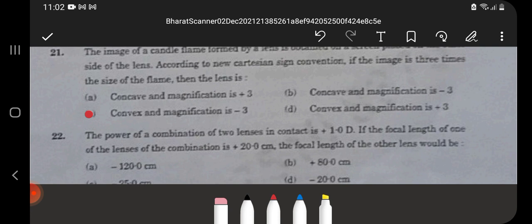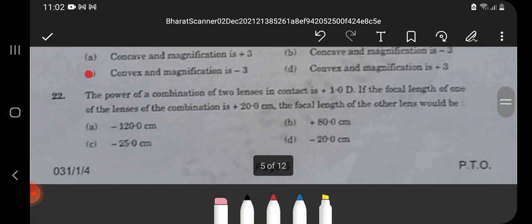Okay, next. 22. The power of a combination of two lenses in contact is plus 1.0 D. If the focal length of one of the lenses of the combination is plus 22.0 centimeter, the focal length of the other lens would be... 22 answer C, minus 25.0 centimeter.